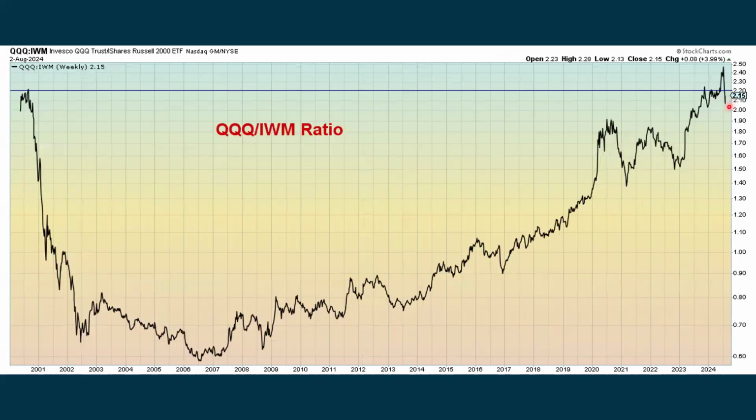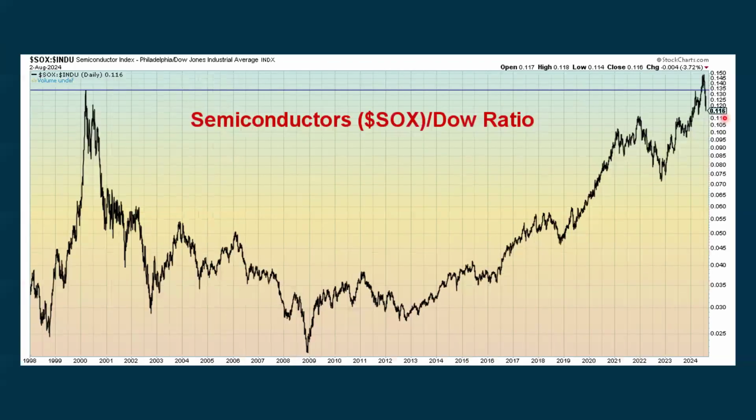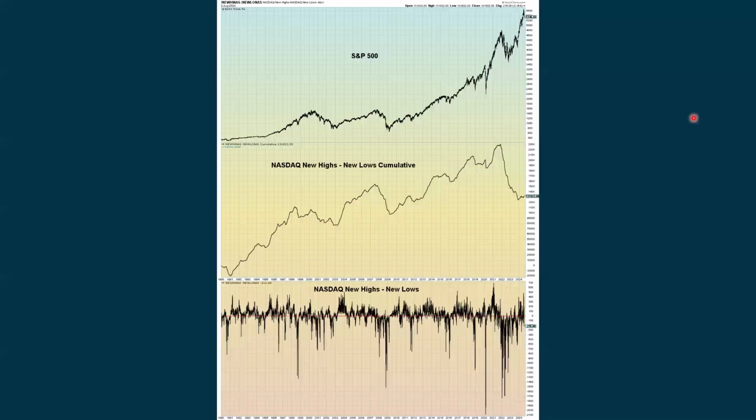And we look at the Qs to the small caps. It had been dropping down as the small caps were outperforming. We're starting to go back up. Even though the Qs were weak, the small caps were even weaker. All right, and then the semiconductors to the Dow. This is dropping down below this blue line right now. We just want to keep an eye on this area as well.